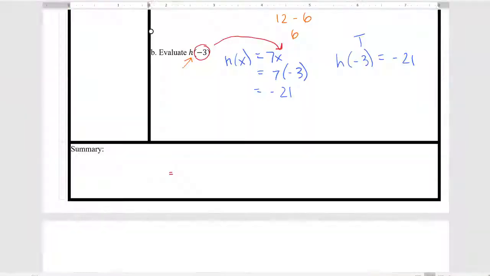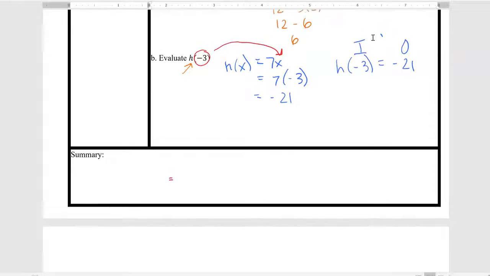Okay, the input is negative 3. The output is negative 21. Okay, so function notation helps preserve the input and produce an output.